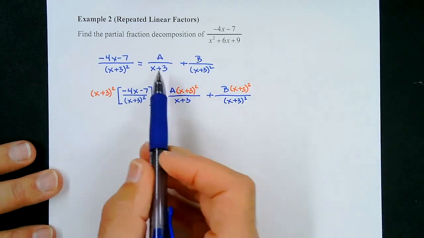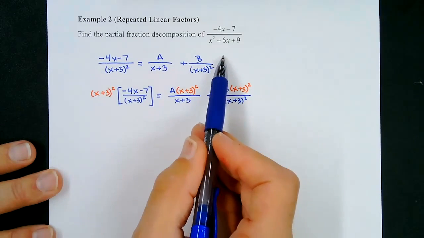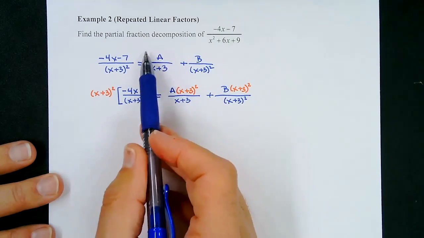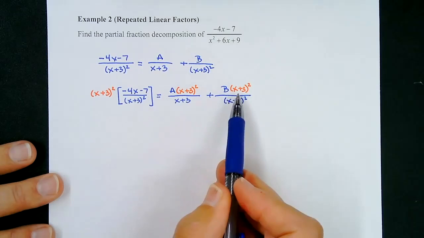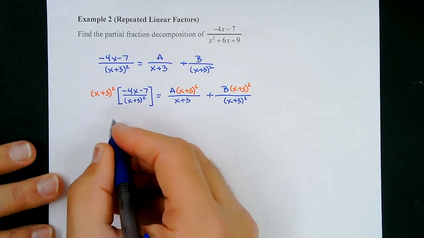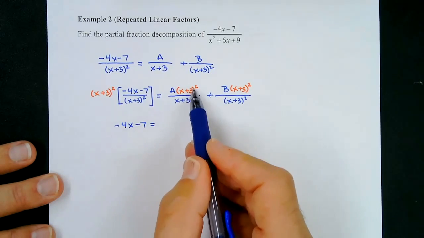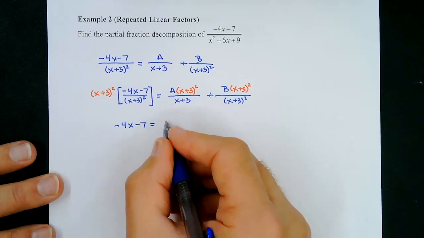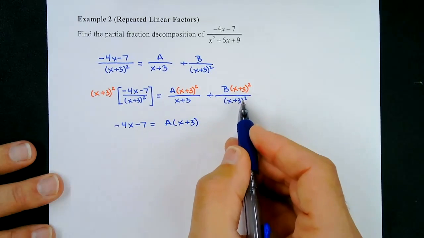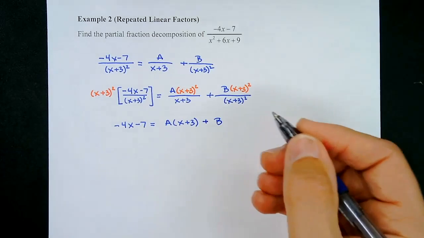And remember that really what I'm doing is multiplying both sides by x plus 3 squared, right? And why is it with both these? Well, because I'm really distributing it, and I'm skipping that step. I need to multiply this one by x plus 3 squared and this one by x plus 3 squared. Okay, so that's what I'm showing here. Okay, so what happens here? Well, we're left with just negative 4x minus 7 equals, here, only one of these x plus 3's cancels. So we're left with a times x plus 3. And here, the x plus 3's cancel. So we're going to be left with plus just b, right?